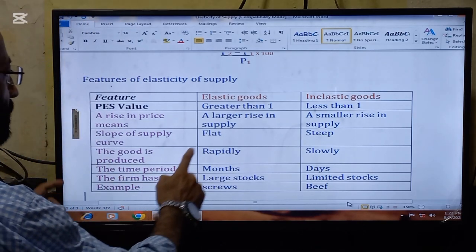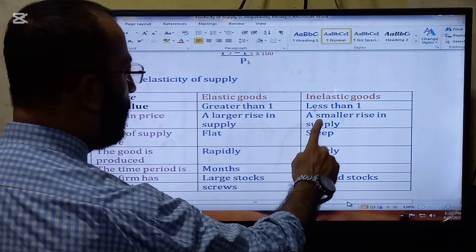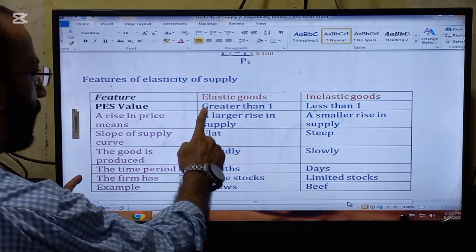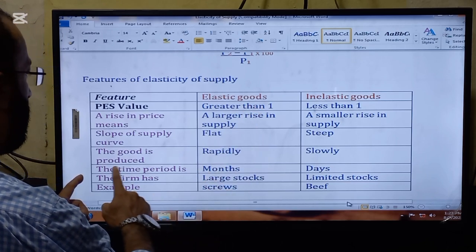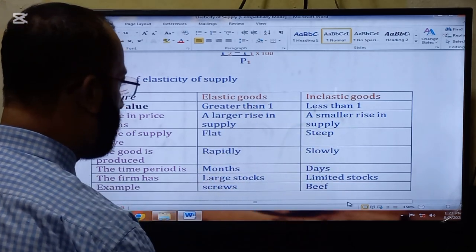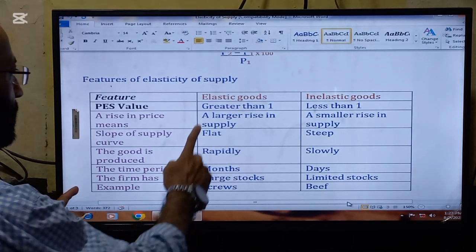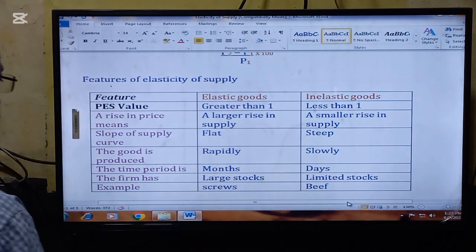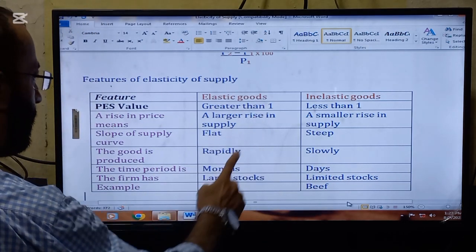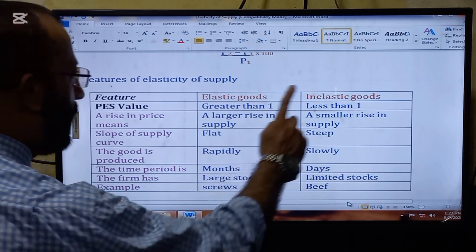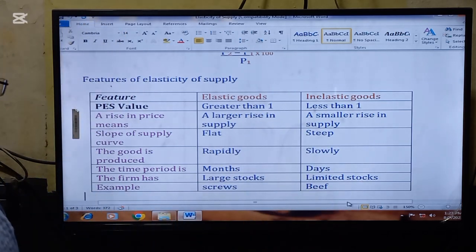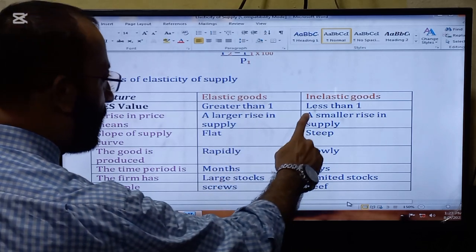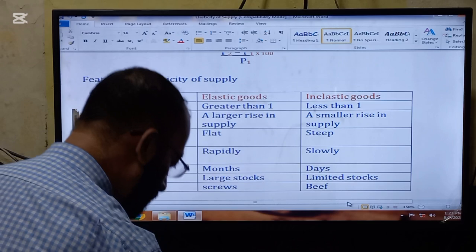The slope of the supply curve will be flat for elastic goods and steep for inelastic goods. The good is produced rapidly for elastic goods and slowly for inelastic goods. The time period is months for elastic goods and days for inelastic goods. The firm has large stocks for elastic goods and limited stocks for inelastic goods. An example of an elastic good is screws, and an example of an inelastic good is beef.